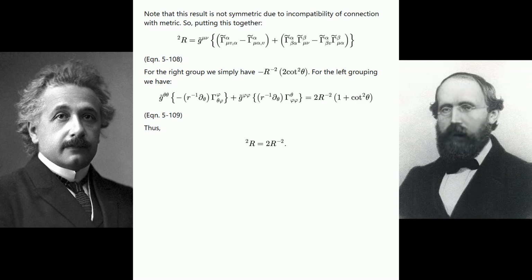So, putting this together, equation 5-108. For the right group we simply have negative r to the negative 2 times 2 cotangent squared theta. For the left grouping we have equation 5-109. Thus, see the next equation shown.